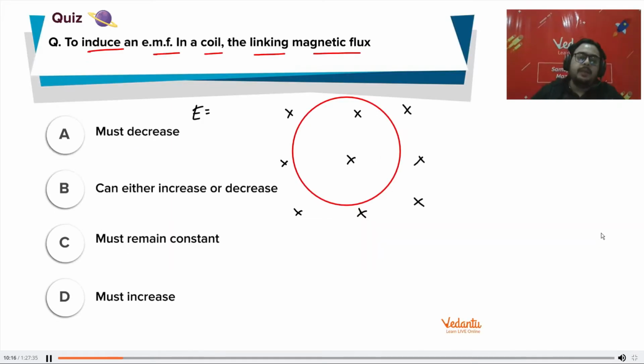84%, great. So basically we know EMF is d phi by dt. So flux should change. It can either increase or decrease, but it should keep on changing. Then an induced current will be produced in the loop. Any doubts in this? Please let me know.